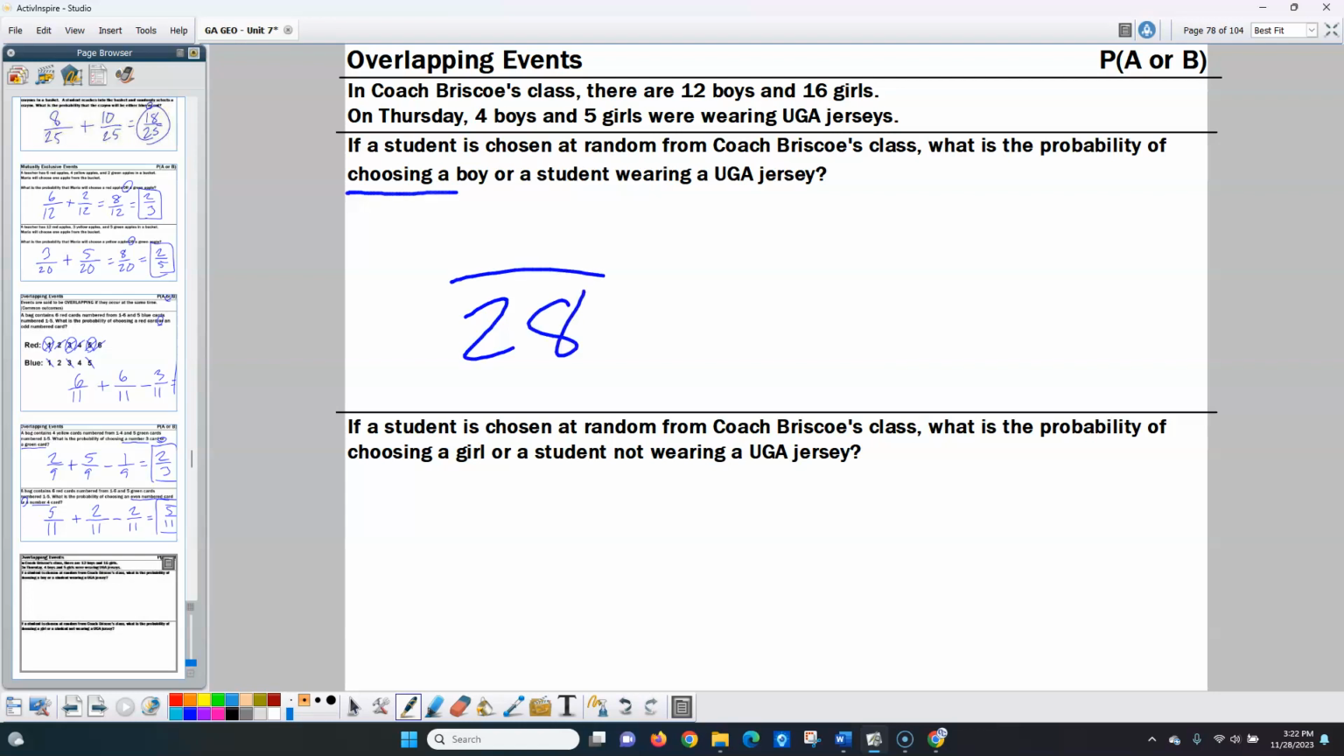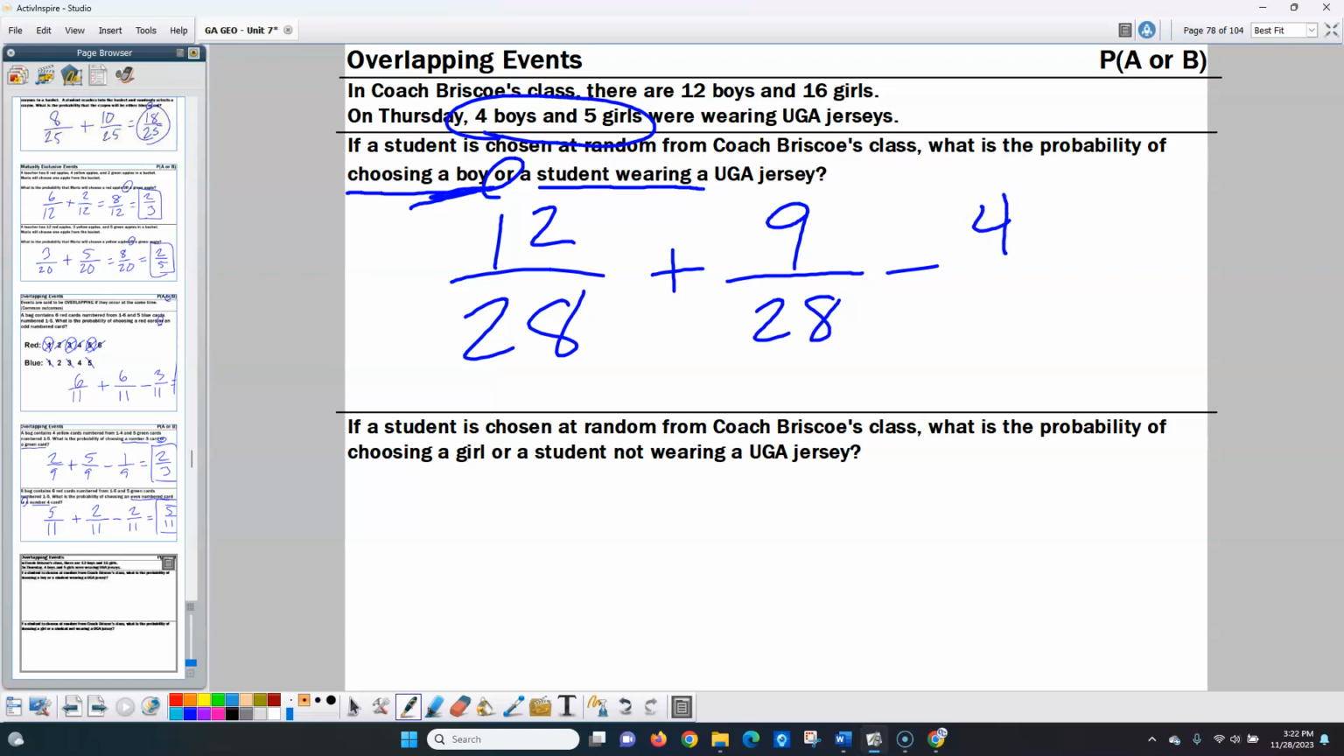And we want the probability of choosing a boy. How many boys we got in the class? 12. Or means add. A student wearing a UGA jersey. Well, how many students are wearing UGA jerseys? 9 total. Okay. Now, is there any overlap? Are there boys that fall into this group of students wearing a UGA jersey? Yes. How many boys are wearing a UGA jersey? 4. Minus 4 out of 28. That would be, I think, 17 out of 28.